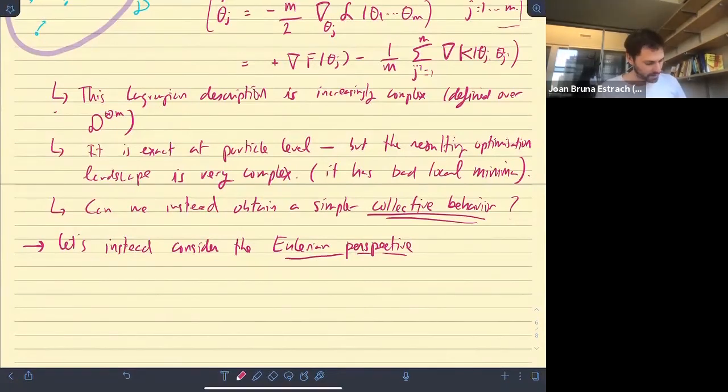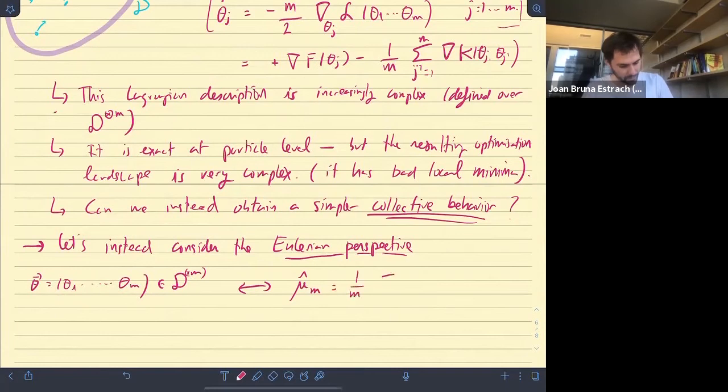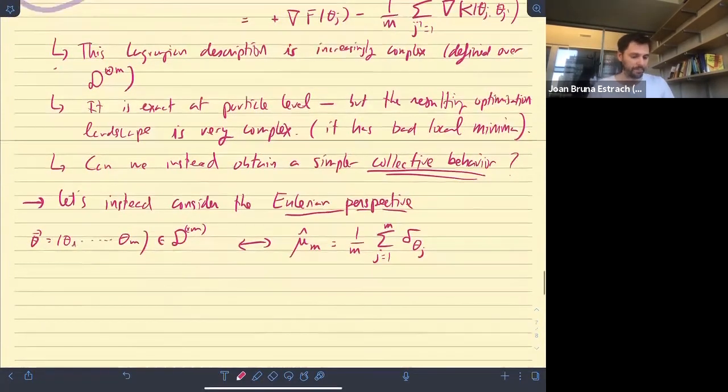So for this, we are going to make a change of variables, if you want. We have a description of the system, a Lagrangian description, which is understanding the position and maybe the velocity of the particles, in the copies of my parameter space. And we are now going to associate it with an empirical measure, which is just the sum over m of Dirac masses with mass 1 over m. This is an object that is a probability distribution, which we are going to denote P of t. So this is the space of probability measures.